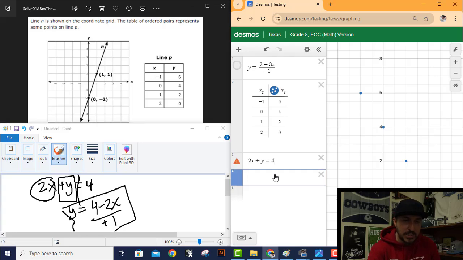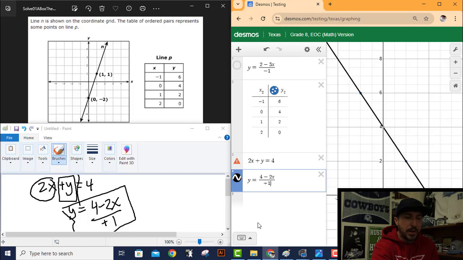So let's unscramble this correctly. Y equals 4 minus 2x. Divide it, highlight it, don't do the equal sign, plus 1. Nice, and he goes through all those points. We got our answer here was choice A.